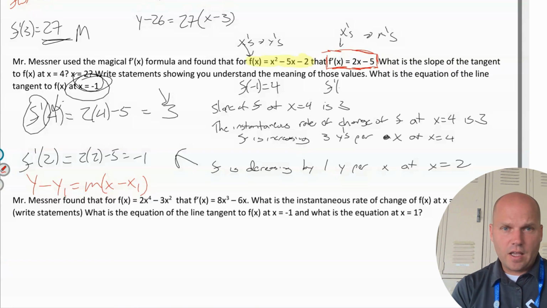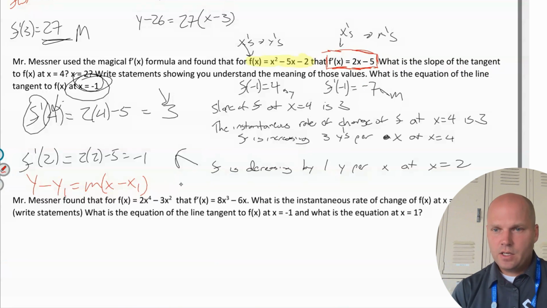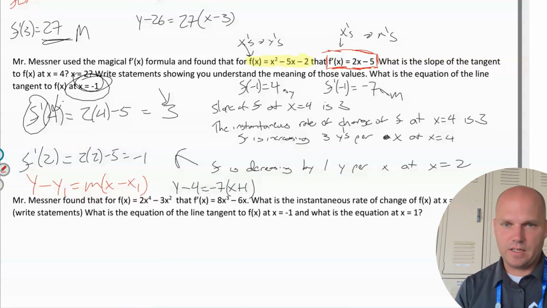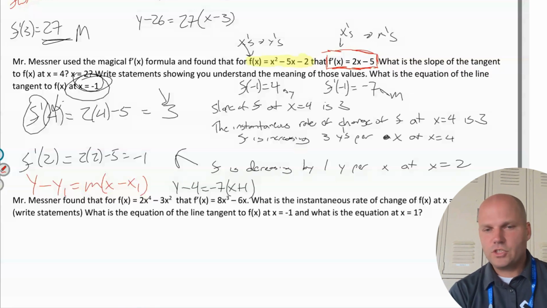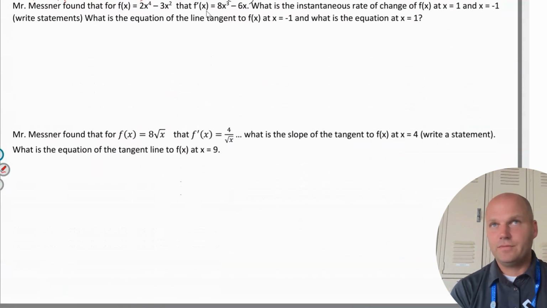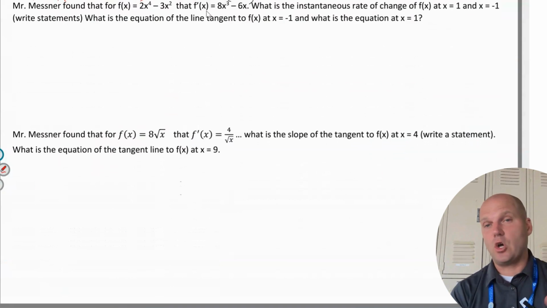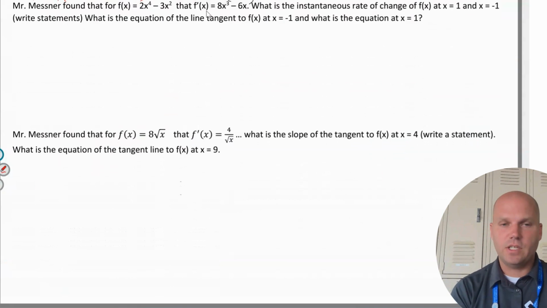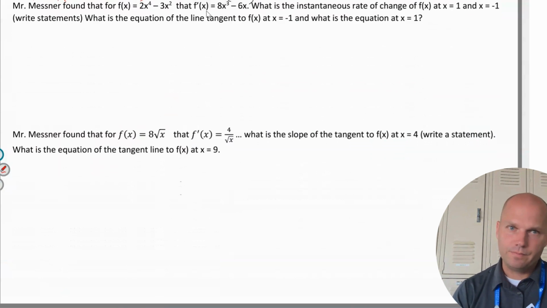And if I plugged in negative 1, I'll get an m. I get negative 2 minus 5, which is negative 7. That's an m. That's a y. That's an x. y minus 4 equals negative 7, x plus 1. It's easy. Yo, it's easy. If you are given an f prime equation, it's so easy to find slopes of f. So easy. Thanks, Newton.